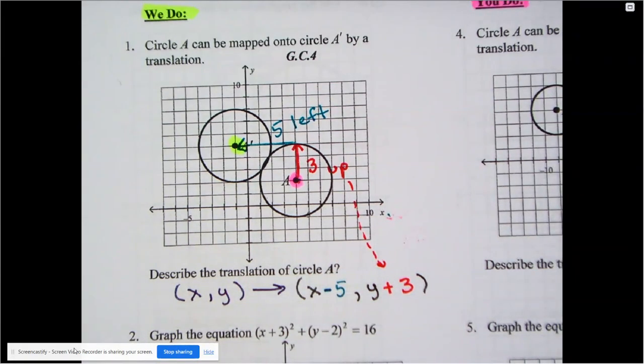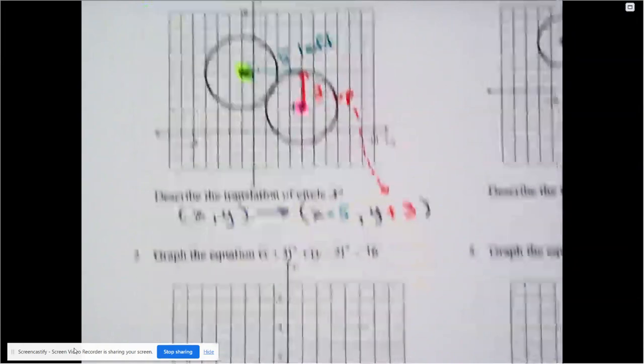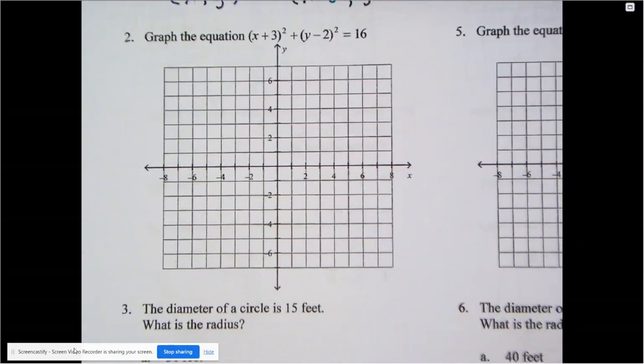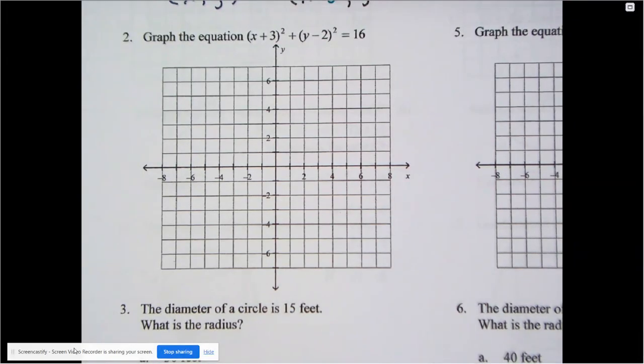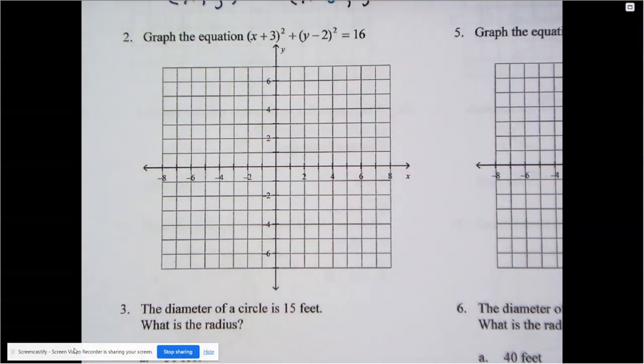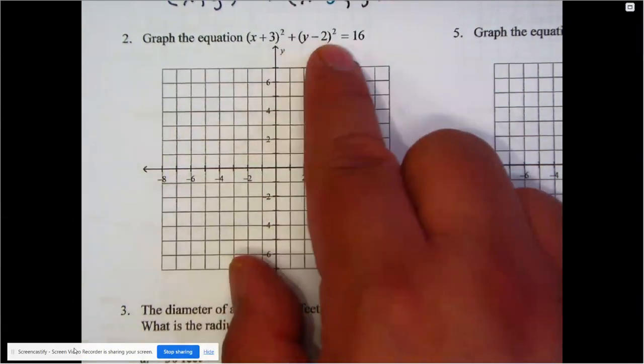So let's try question number 2. Again, this is a little bit of everything that you see on the test for Unit 8. Now, this is one of the newest things that we learned. A lot of you were absent on the day of this lesson, but let me just show you how it works. This right here is the equation of a circle.